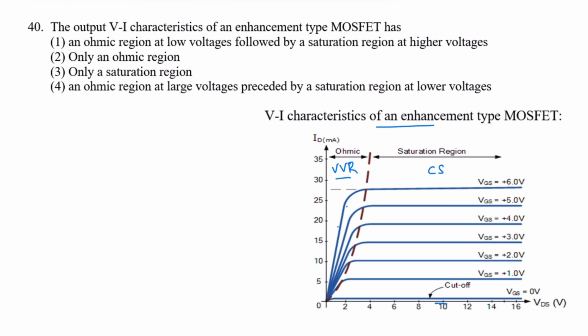So between the linear region or ohmic region and the cutoff region, it acts like a switch, on switch and off switch. Cutoff region means off switch, linear region means on switch, and as an amplifier in the saturation region. Here it acts like an amplifier. The output VI characteristics of an enhancement MOSFET has an ohmic region at low voltage followed by a saturation region at high voltages. So the correct option is 1.